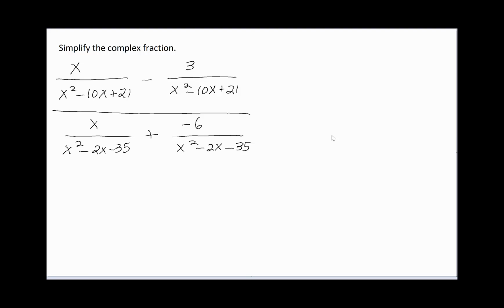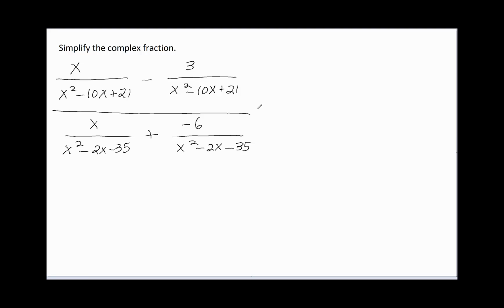In this video, I'm going to show you how to simplify the complex fraction x over x squared minus 10x plus 21, subtract 3 over x squared minus 10x plus 21, divided by x over x squared minus 2x minus 35, plus negative 6 over x squared minus 2x minus 35.